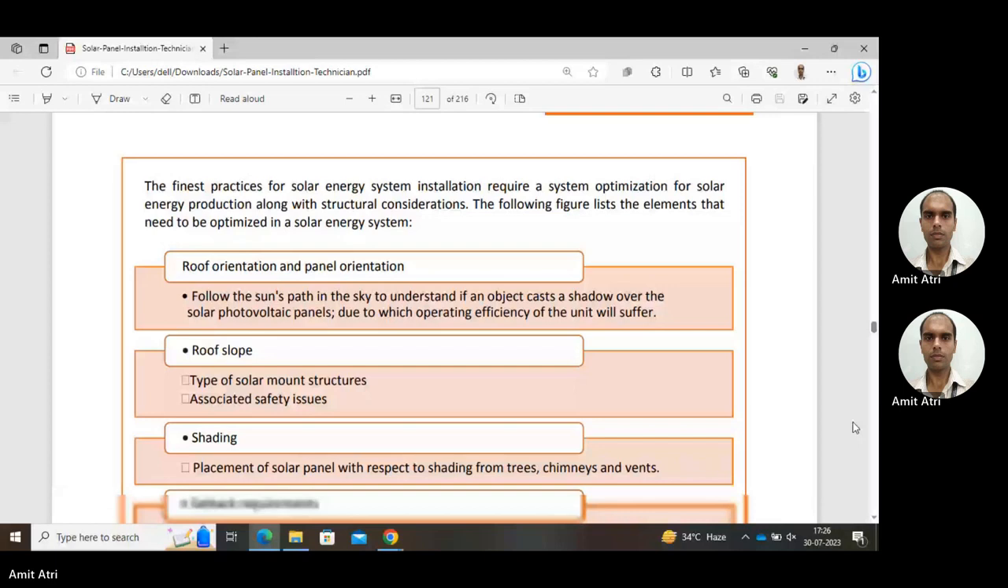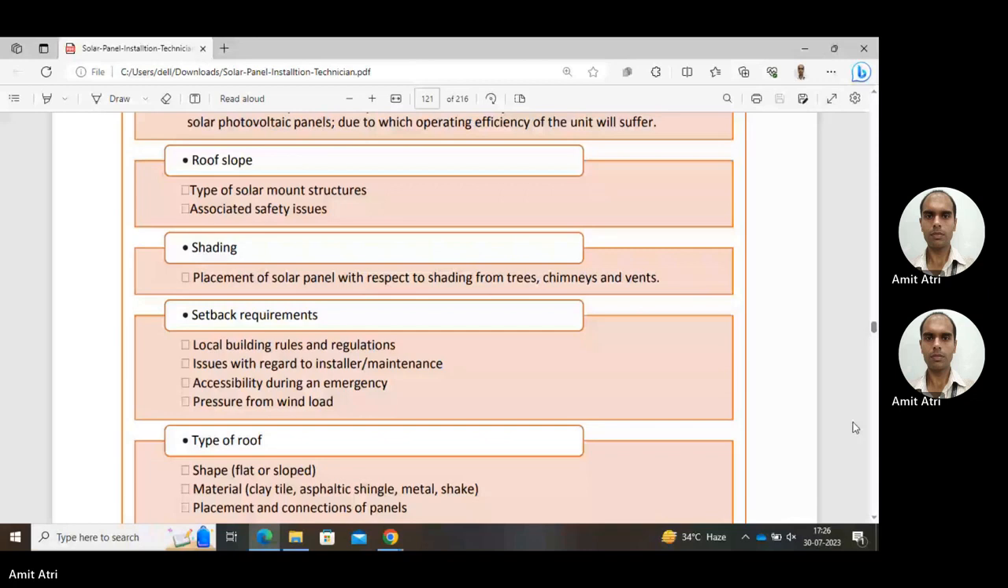So we have to orient or install our panel at a site where the shadow won't be caused by these objects. Now, setback requirements. What are the setback requirements here? Like the local building rules and regulations. Normally in societies and buildings, rules and regulations are in place, so they should be properly followed.